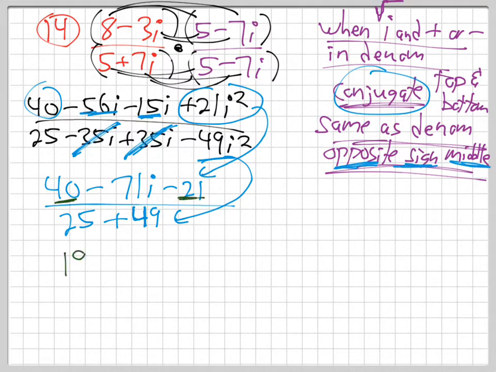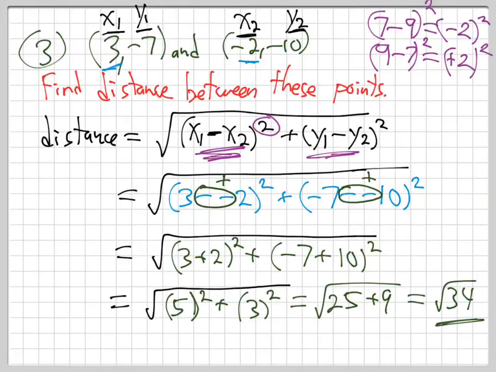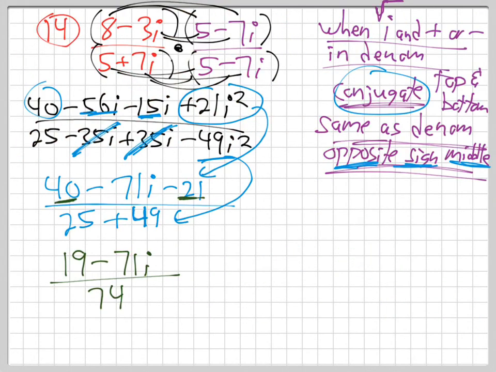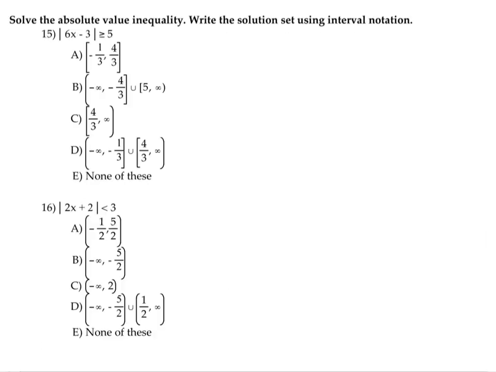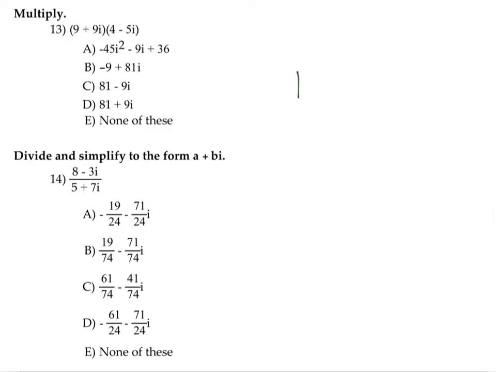40 minus 21, what's that? 19. And the bottom, 50, 70, 75, 74? 74. Is that how they want the answer? Yeah. That's basically it. You can tell the answer. I'll take it back if it helps. What was that answer again? 19 minus 71i. So we got 19 minus 71i over 74.